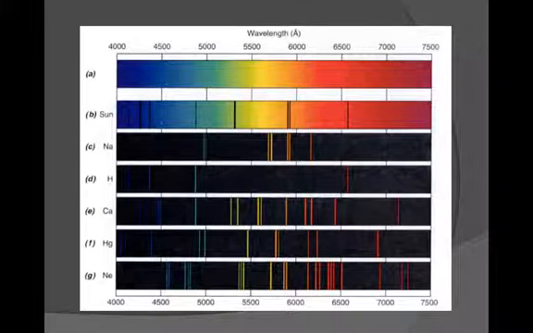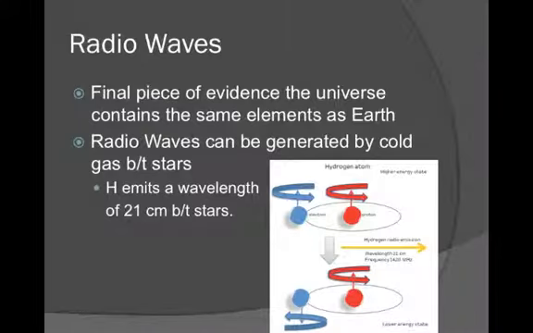All right, another piece of information that how we can determine what things our universe is made up of is radio waves. Okay, radio waves can be generated by cold gas between stars. So basically, when hydrogen is between stars, think about how far apart stars are. Think about how cold it must be when you are that far from a star. Basically it slows down, and if it slows down enough, it should technically start to release radio wave emissions.